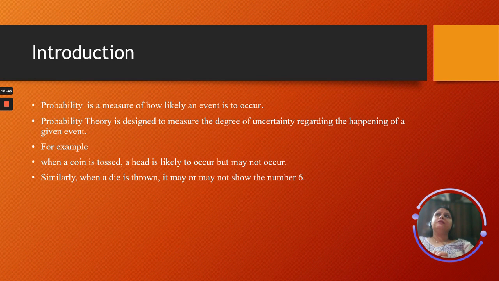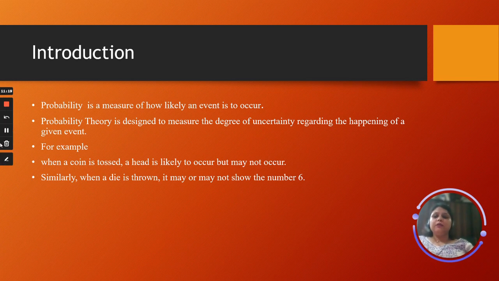Like let's say we can say it is 50-50 chance, 50% chances are there it might rain today, or 50% chances are there it might not rain today, right? So that measurement of degree of uncertainty is defined by the probability theory, or we can just say that probability measures the degree of uncertainty regarding the happening of an event, or it tells the possibility of what are the chances of occurrence of an event.